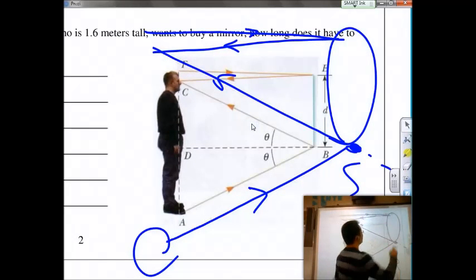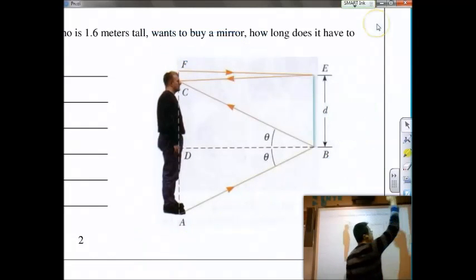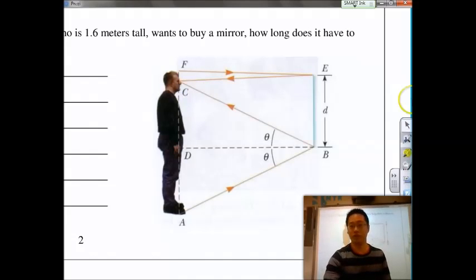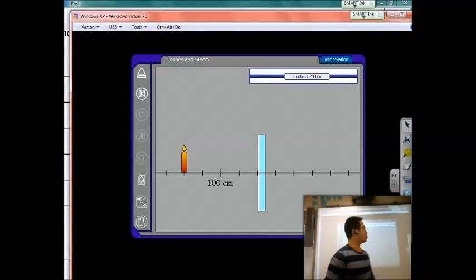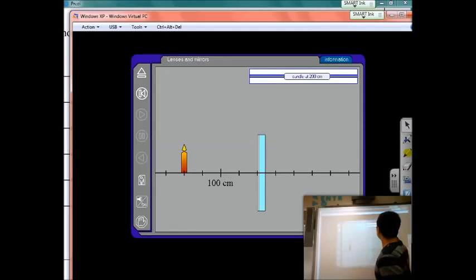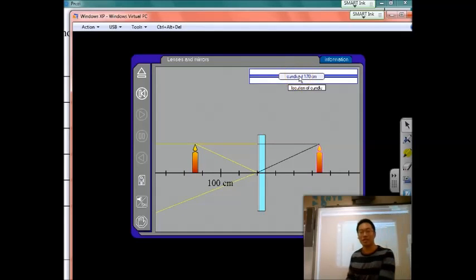With any sort of plane mirror, you have to remember a few important rules. So if we take a quick look at this animation over here, we have a candle in front of a mirror. Okay, and we can see the reflected lines drawn by the mirror inside this diagram. But there's a few important things to note here, okay?